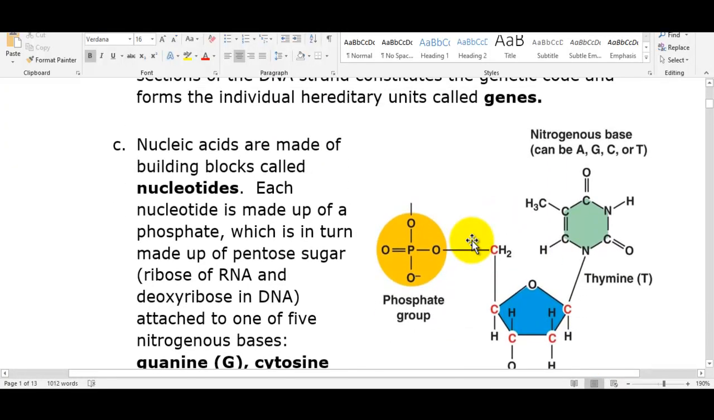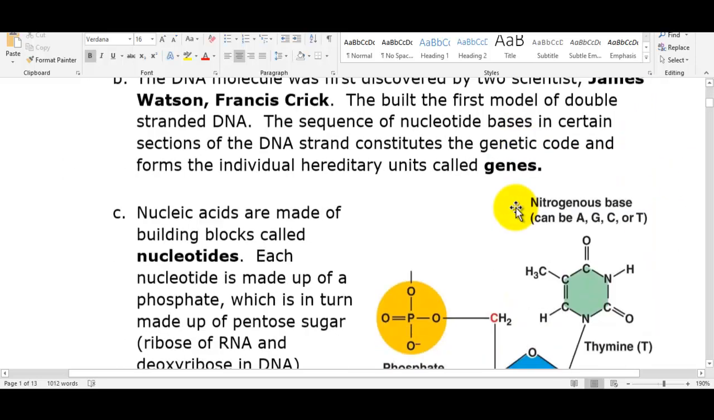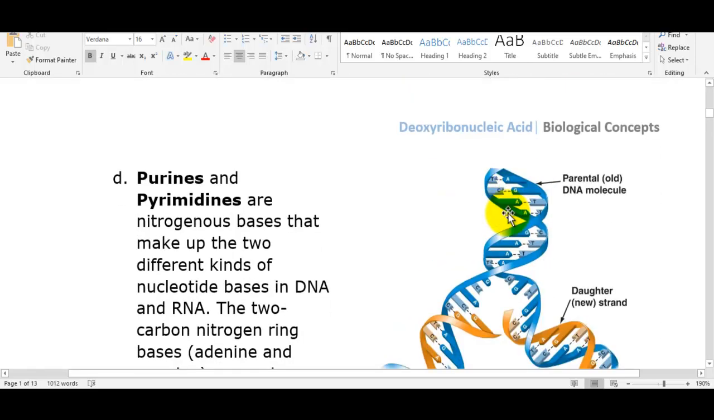And if you remember also, DNA was made of what are called a nucleotide. It was a phosphate, a pentose sugar, and what is called a nitrogenous base, which is what the G's and the C's and the A's and T's, that's what they represent, the base pairs.